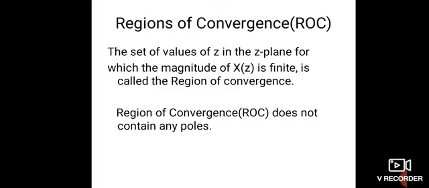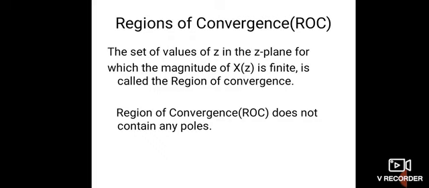So in that case, X(z) is a rational function, that means the ratio of polynomials P(z) by Q(z). The values of z for which X(z) has a finite value are known as the region of convergence, and obviously these z values are in the z plane. So the set of values of z in the z plane for which the magnitude of X(z) is finite is called the region of convergence.